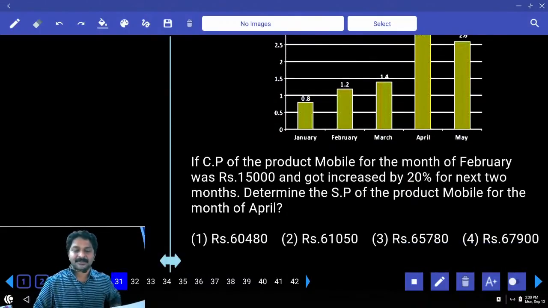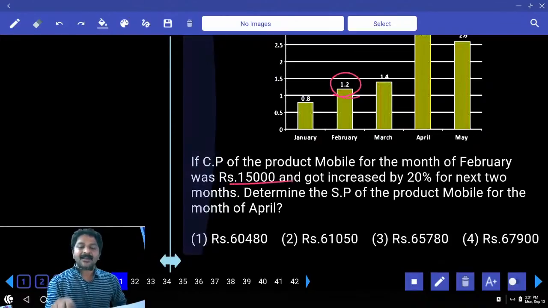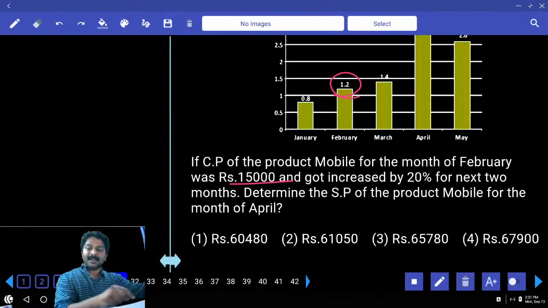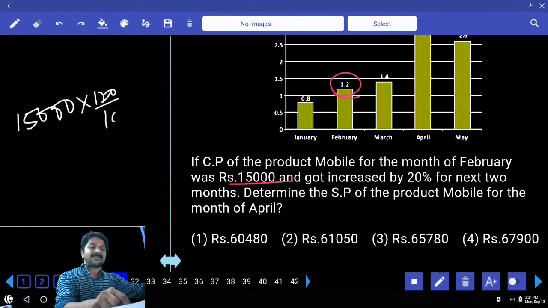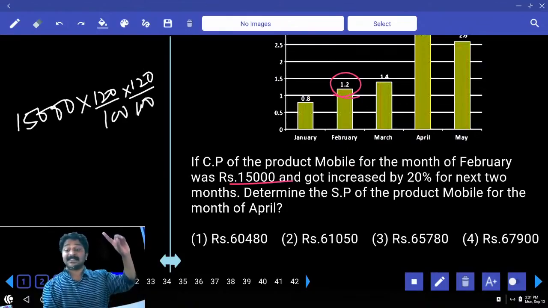Anyway, let's start from question number 31. If the cost price of the product mobile for the month of February was 15,000 and got an increment by 20% for the next 2 months, determine the selling price of the product mobile for the month of April. Right. So in the month of February, our cost price is mentioned as 15,000, and it increases by 20% each month. That means 15,000 into 120% into 120%. Correct? This gives you the cost price in the month of April.